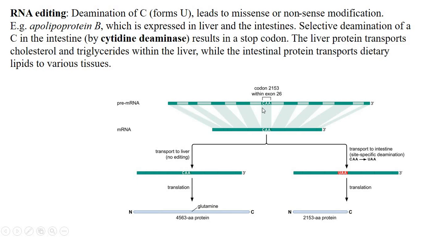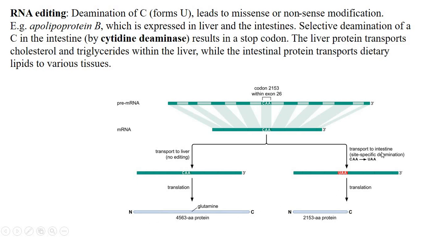So here this is the pre-mRNA. The pre-mRNA has codon 2153 within exon 26, which codes for CAA. All the introns are spliced out, and all the exons are together here. So there is no change, no alternative splicing. However, in liver, it makes the full-length protein because the CAA is conserved. This is required for transport of fat into the liver. So there's no editing. Translation will lead to a complete, full protein.